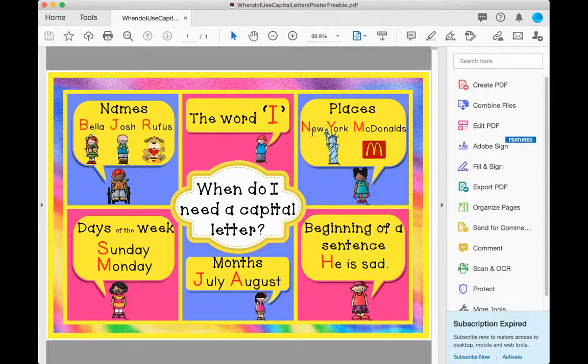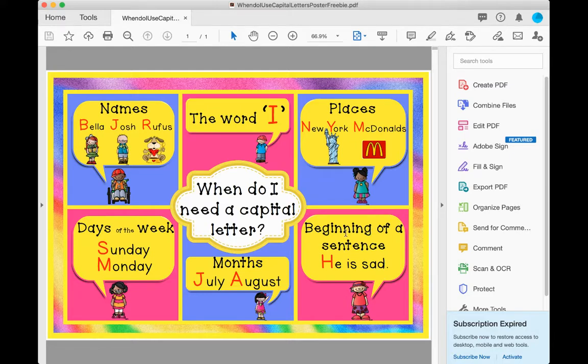Places, names of places, like here we have New York, and you can see the N is capital and the Y is capital. Or McDonald's, the name of a business, starts with a capital M, and there's also a capital D in it, but the rest of the letters are lowercase. Days of the week start with capital letters. Sunday, Monday, you can see the example over here. And months of the year, July, August, are the examples here.